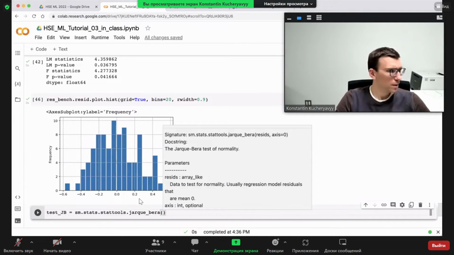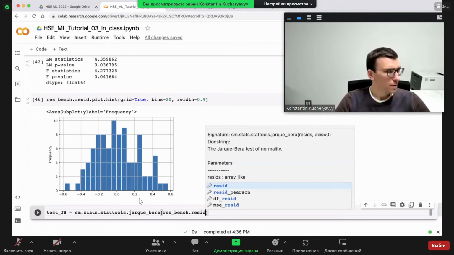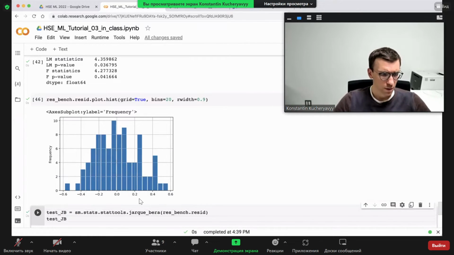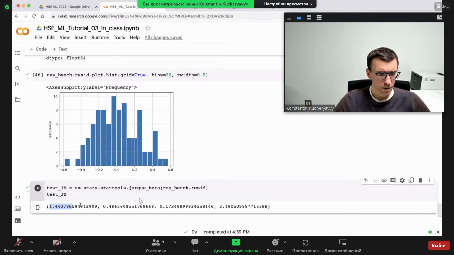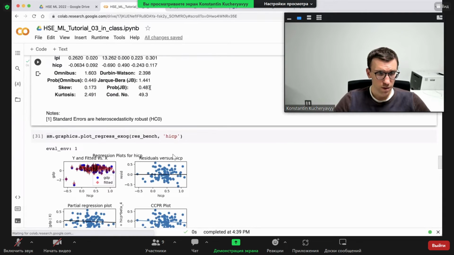So anyway, the Jarque-Bera test results. This is the test itself, this is the p-value, and the other two values are the skewness and kurtosis of the data. So this 0.486 is this value.